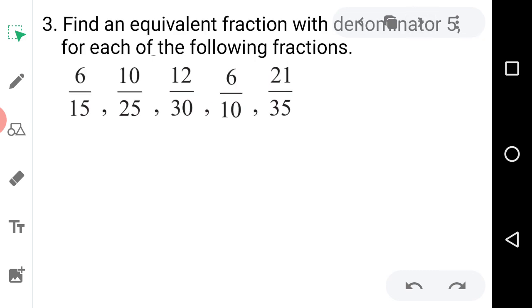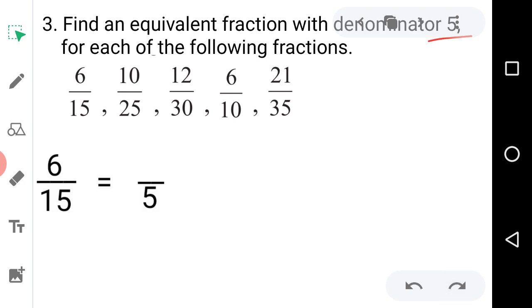Question number 3. Find an equivalent fraction with denominator 5 for each of the following fractions. Again, what we have to find? We have to find equivalent fractions, but the denominator is 5. So let's solve it.